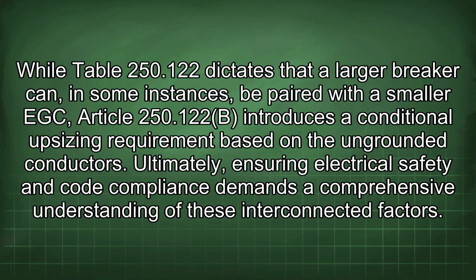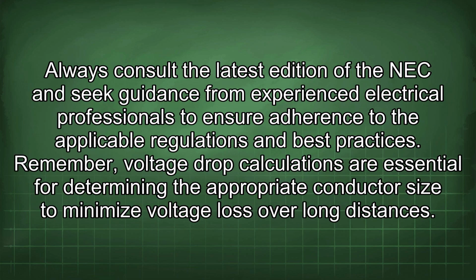While Table 250.122 dictates that a larger breaker can, in some instances, be paired with a smaller EGC, Article 250.122(B) introduces a conditional upsizing requirement based on the ungrounded conductors. Ultimately, ensuring electrical safety and code compliance demands a comprehensive understanding of these interconnected factors. Always consult the latest edition of the NEC and seek guidance from experienced electrical professionals to ensure adherence to the applicable regulations and best practices.